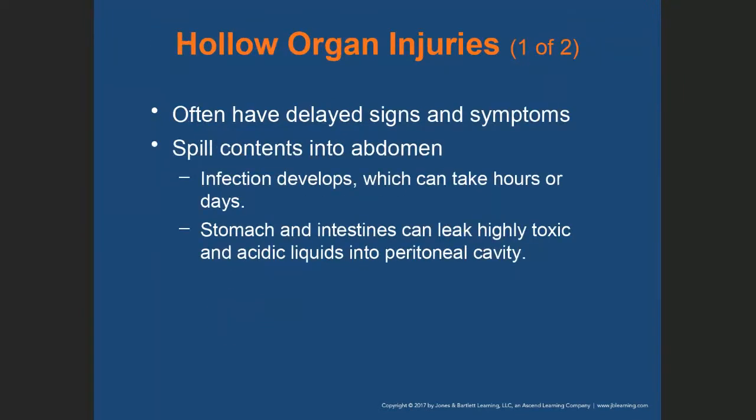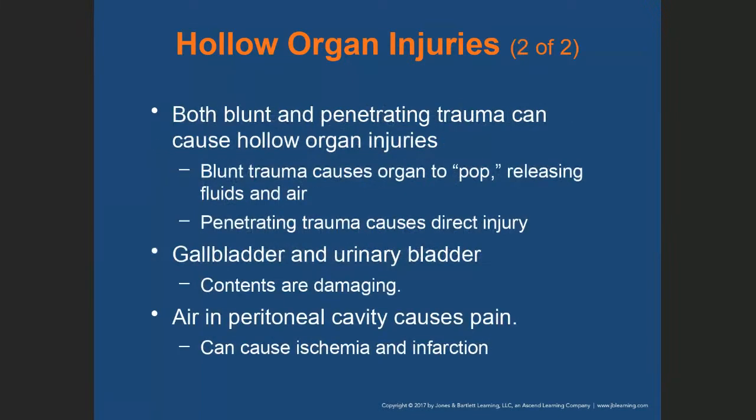Hollow organ injuries often have delayed signs and symptoms. They spill contents into the abdomen. Infection develops, which can take hours or days. The stomach and intestines can leak highly toxic and acidic liquids into the peritoneal cavity. Both blunt and penetrating trauma can cause hollow organ injuries. Blunt trauma causes the organ to pop, releasing fluid or air. Penetrating trauma causes direct injury. The gallbladder and urinary bladder contents are damaging. Air in the peritoneal cavity can cause pain, and it can cause ischemia and infarction.